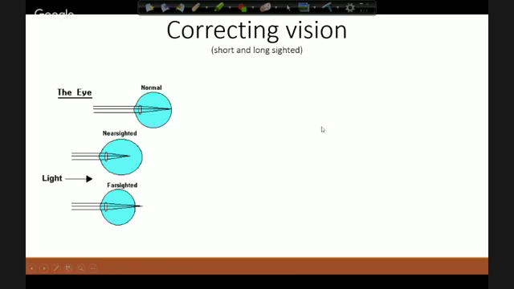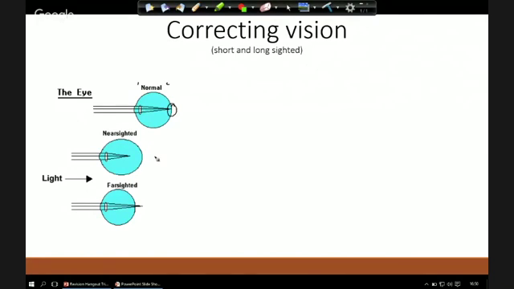Okay, good. Now, if we want to correct vision, if we want to fix people's short-sightedness or long-sightedness, and I'm particularly short-sighted, so I suffer from this, we need to put lenses in front of the eye. Now, the whole purpose of the eye is to be able to create a sharp image on the back of the eye, on the retina.